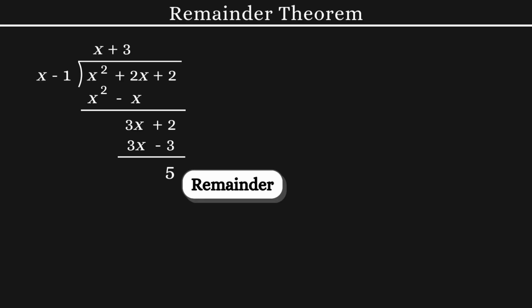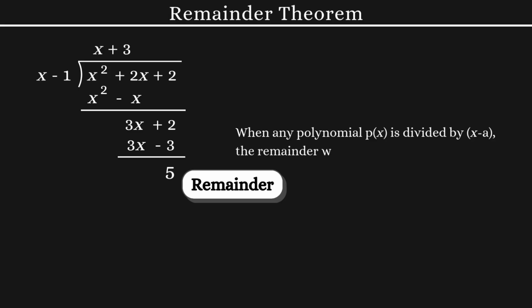Now, let's understand what the remainder theorem is. Instead of doing the long division and finding out the remainder, you can find it out in a single step. When any polynomial p of x is divided by x minus a, then the remainder will be p of a.